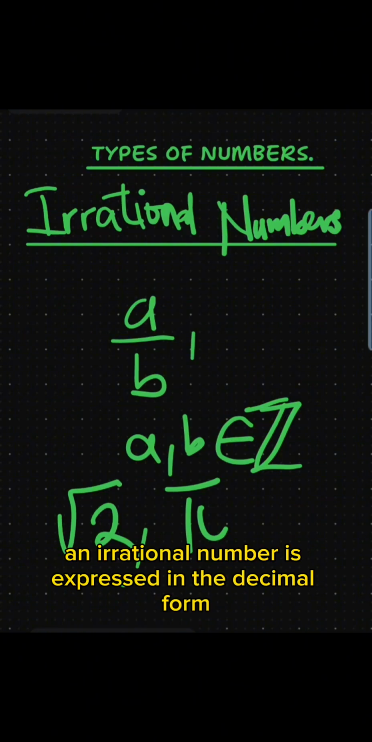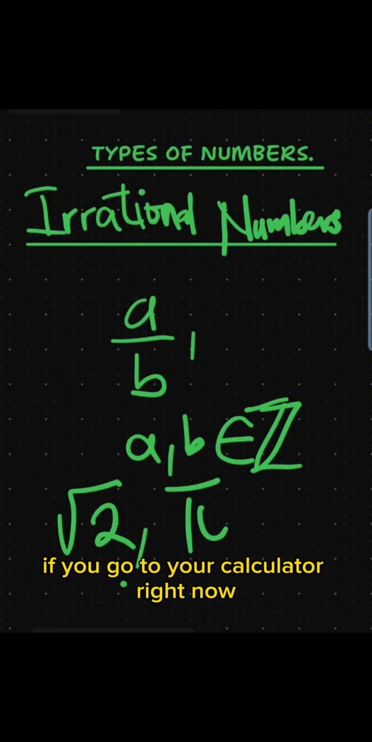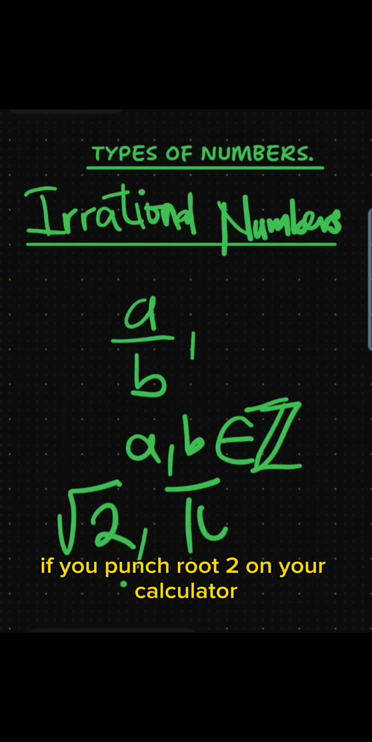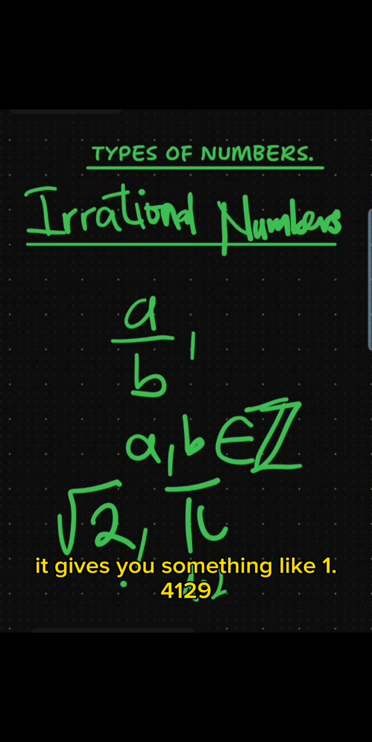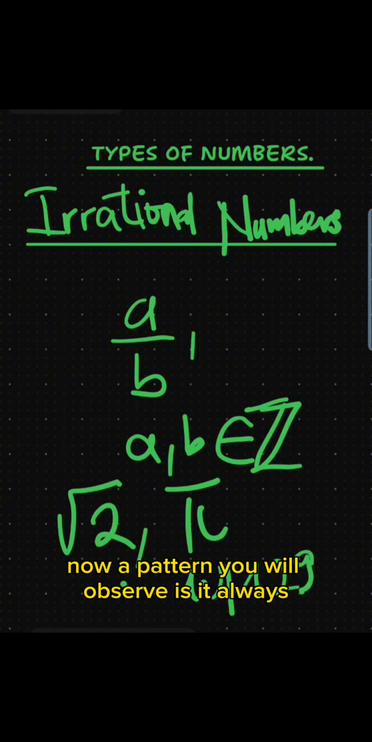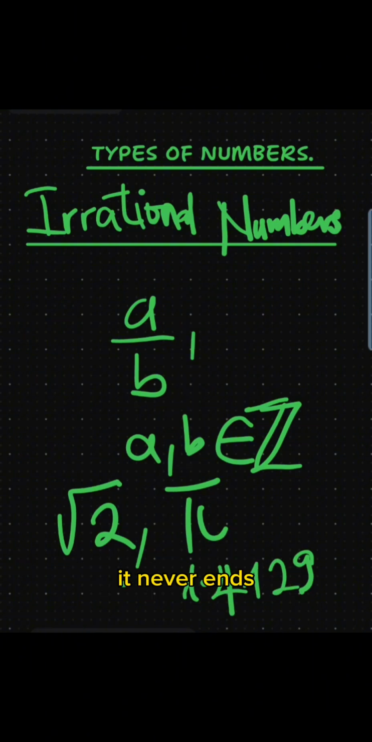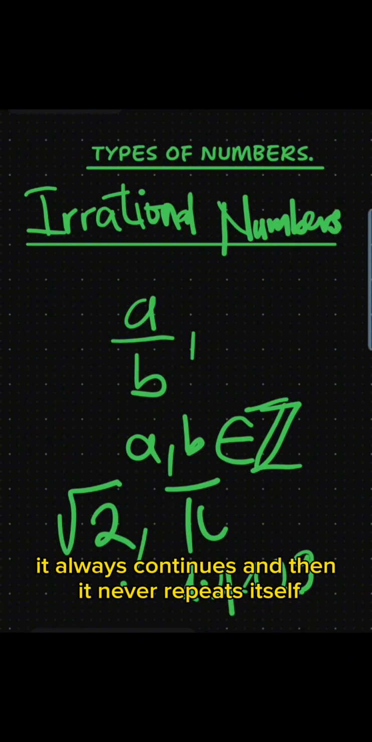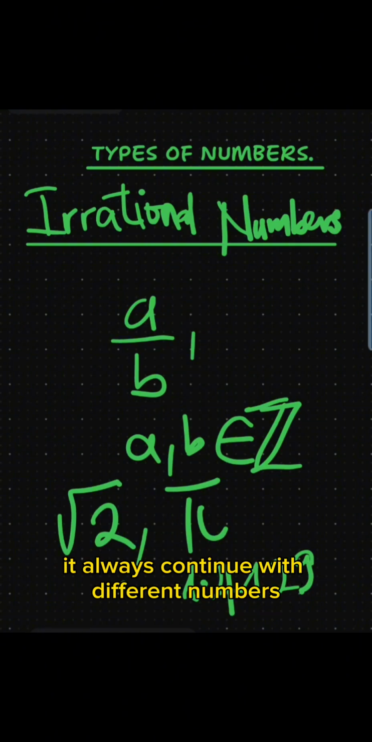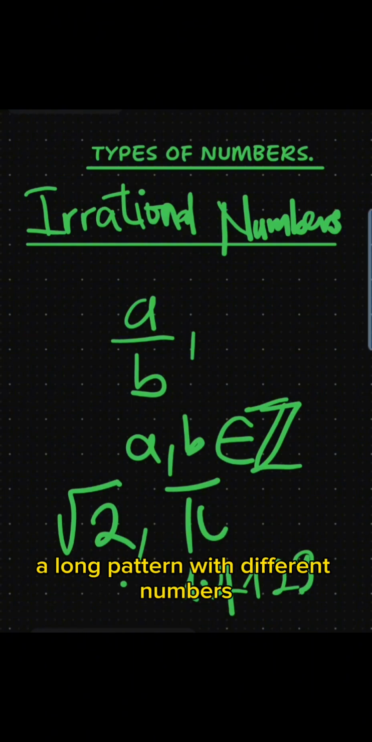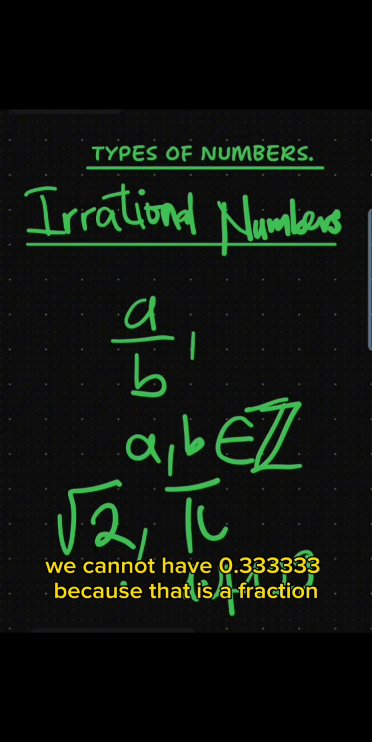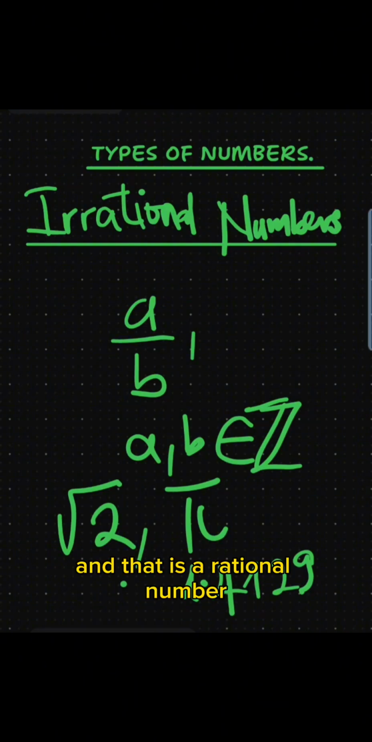Now, whenever an irrational number is expressed in decimal form, there are two things to note. If you go to your calculator right now and punch root 2, it gives you something like 1.4129. A pattern you will observe is that it never ends. The decimal always continues, and it never repeats itself. It always continues with different numbers, a long pattern with different numbers. The decimal never repeats itself. We cannot have 0.333333 because that is a fraction and that is a rational number.